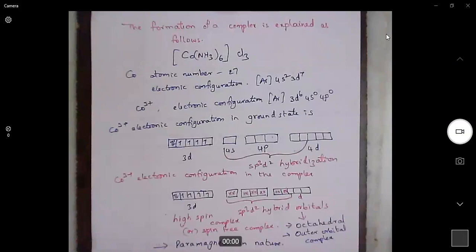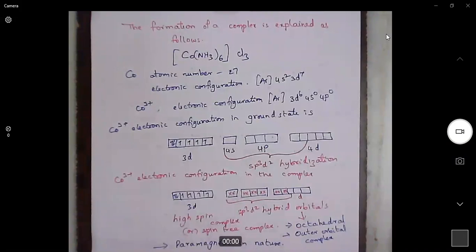We were discussing valence bond theory with an example. In order to explain the structure and magnetic properties of a complex using valence bond theory, we need to know the electronic configuration of the metal ion. The electronic configuration of the metal ion in the ground state means it's a free ion. If there are some additional factors which force these electrons to pair, then we call it the excited state.